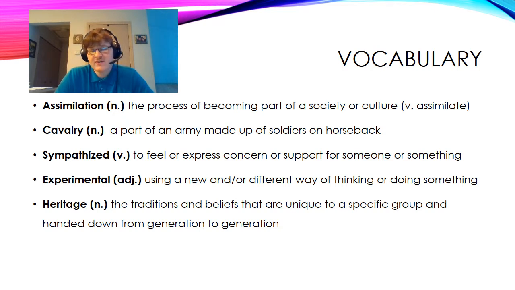So if you have a friend that's really upset and you go over there and you pat them on the back and you talk to them about it, you're showing sympathy. It means you can feel what they're feeling or you feel that you should help someone else out. So when you're expressing concern or you're trying to help or support someone.